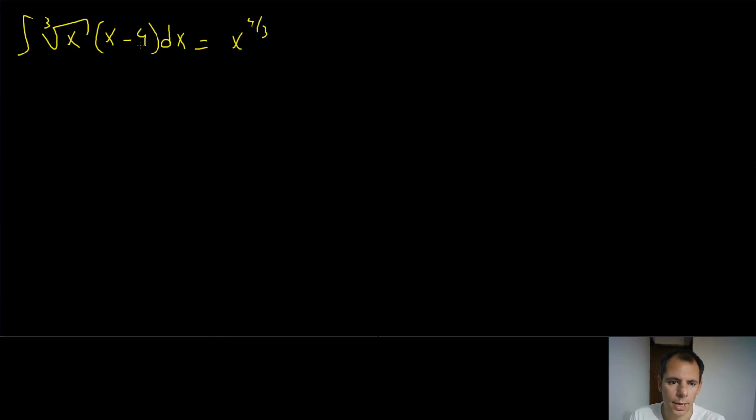x to the 4/3 minus 4x to the 1/3 dx. Yeah, I just multiplied it out. So this is the integral of all this. Here, you want to integrate this stuff, you have to add a 1. So 4/3 plus 1 is going to be 7/3. So it'll be x to the 7/3 divided by 7/3, which is 3/7.